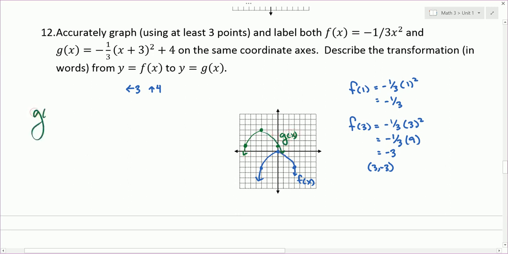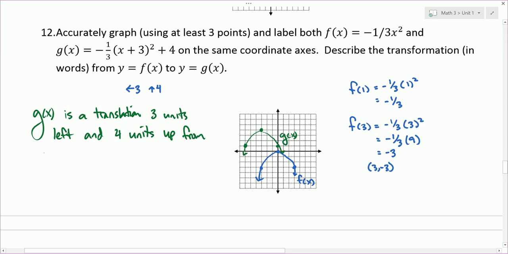So g of x is a translation three units left and 4 units up from f of x.